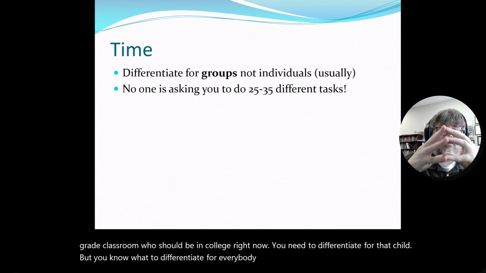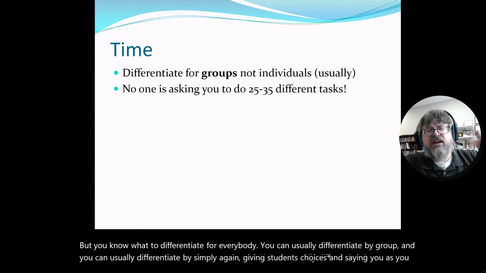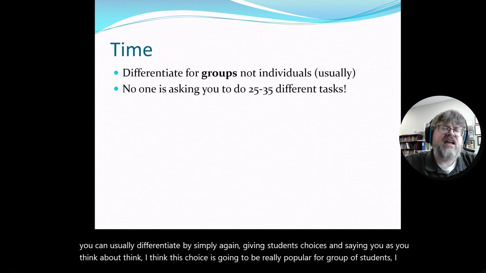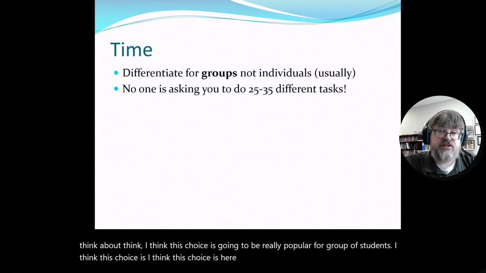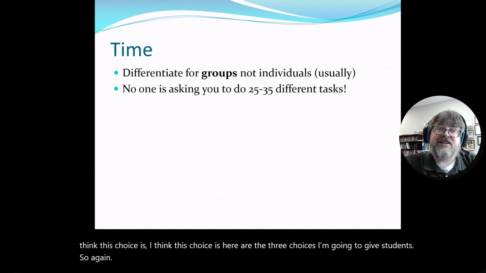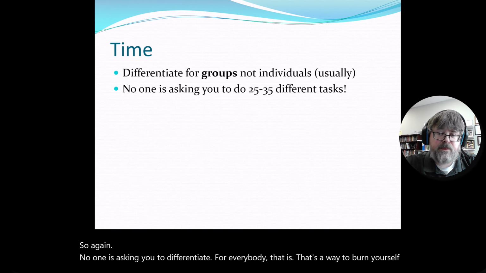You can usually differentiate by group. And you can usually differentiate by simply, again, giving students choices and saying, as you think about it, I think this choice is going to be really popular for a group of students. I think this choice is, I think this choice is. Here are the three choices I'm going to give students. So again, no one is asking you to differentiate for everybody. That's a way to burn yourself out as a teacher.